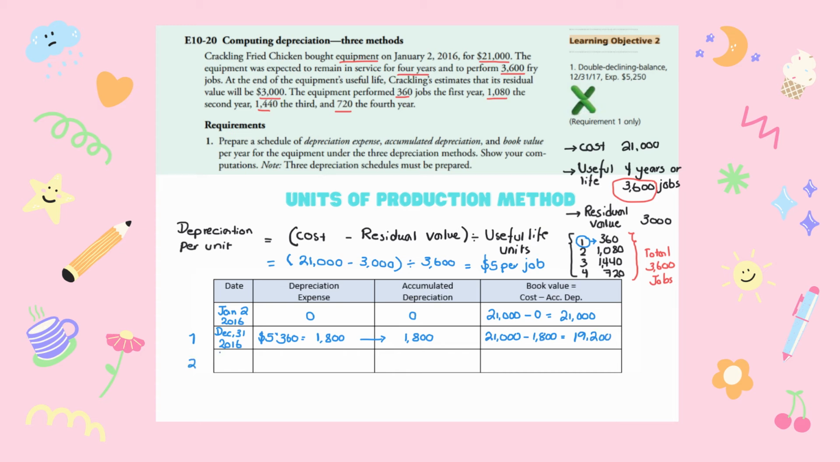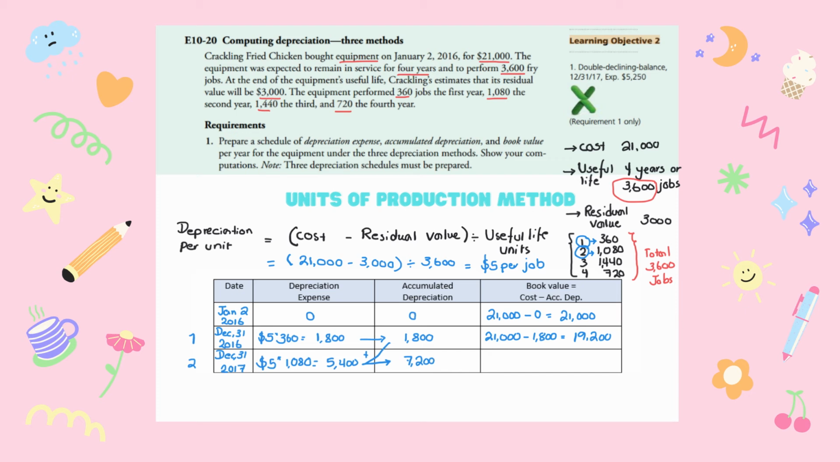Now at the end of the second year, on December 31st, 2017, again, the depreciation expense, I need to find the annual. So I need to multiply depreciation per unit, which is $5, multiplied by that fry jobs in the second year, which is 1,080 jobs. 5 times 1,080, it's gonna be 5,400. Now the accumulated depreciation will add up. So 5,400 plus 1,800, it's gonna be 7,200.